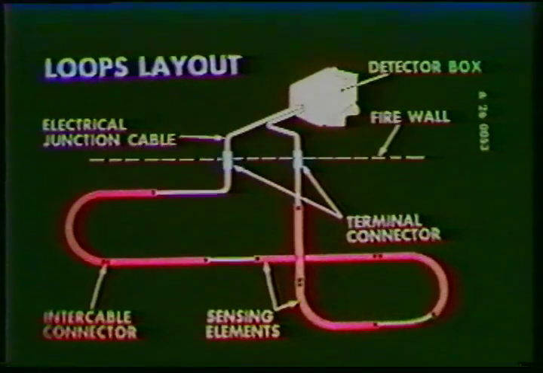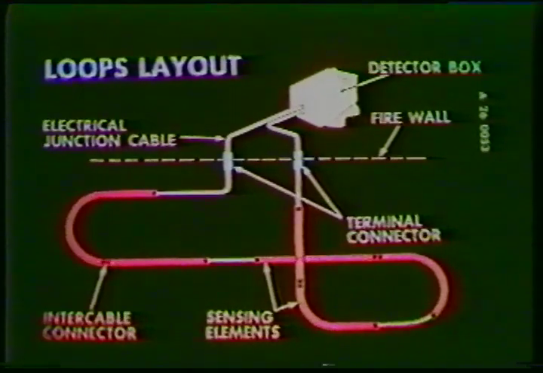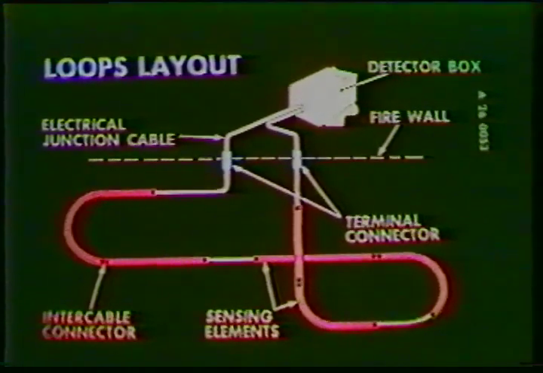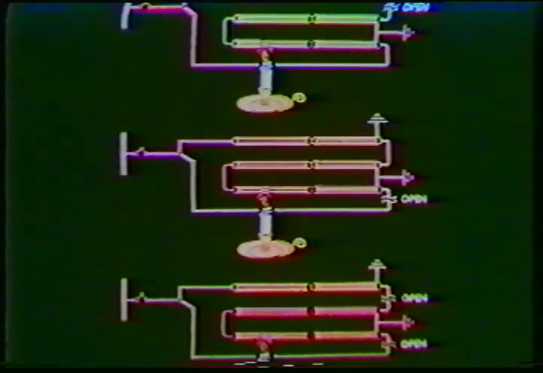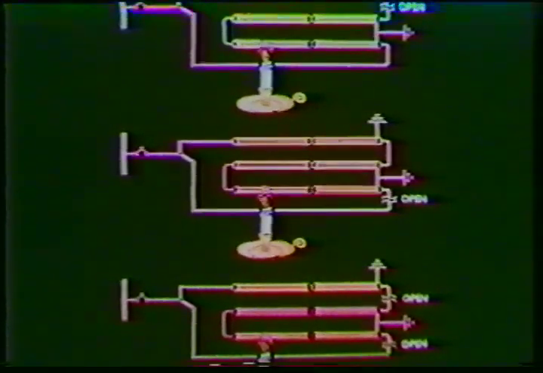The loops themselves are laid out in a configuration that includes several sensing elements in series and connected to a detector box. Due to the circuit arrangement, an open condition will not prevent a fire signal from being sensed. However, two open conditions on the same loop will isolate a portion of the loop from being effective.